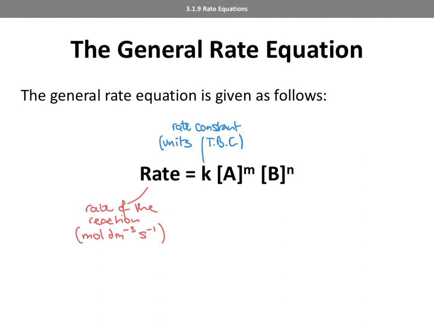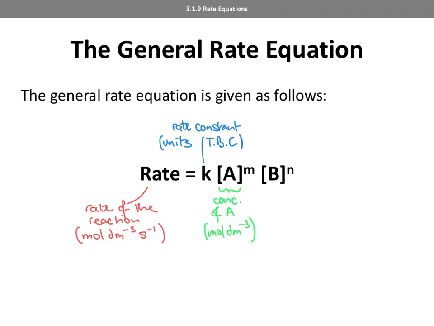Concentration is represented using square brackets. So if you have a substance with square brackets around it, then what that is saying is it's the concentration of that substance. So we have the concentration of A here, and of course concentration is measured in moles per decimeter cubed. Now M and N in this general rate equation refer to the orders of reaction with respect to the reactants A in the case of M and B in the case of N.